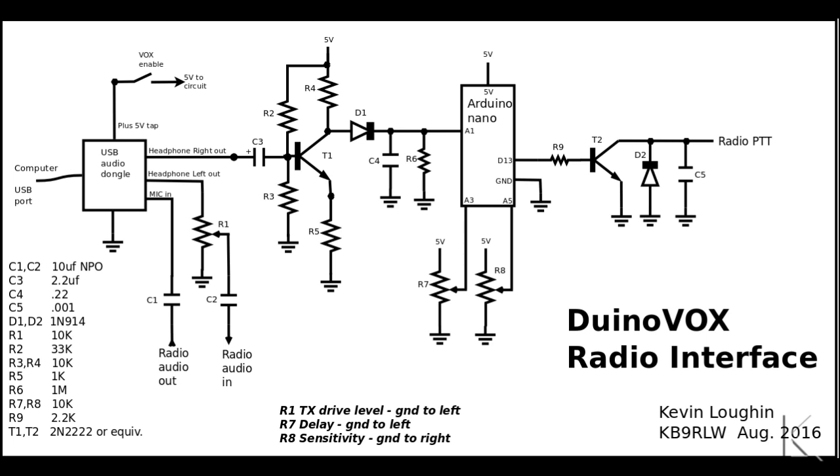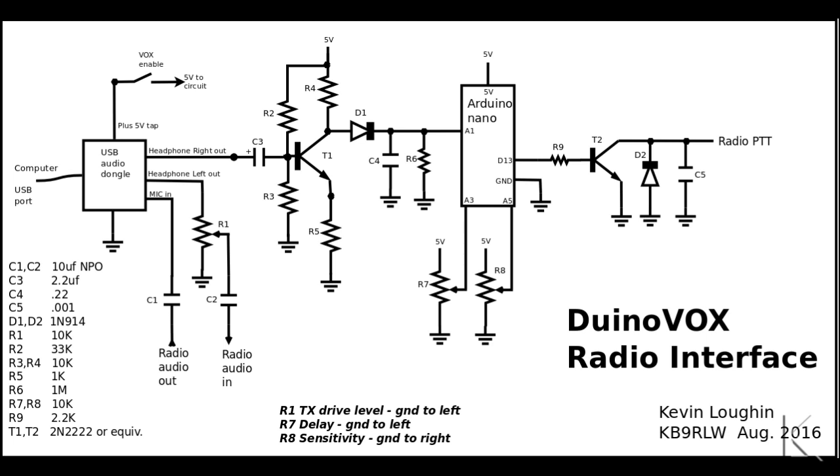Now T1 is necessary to get a really good sensitivity. The audio coming out of the USB dongle is only about 20 to 100 millivolts peak to peak, and the Arduino can sense a voltage range of 0 to 5 volts. So I wanted to expand that audio to a DC range that could be sensed over a greater range. So T1 is basically a small amplifier.